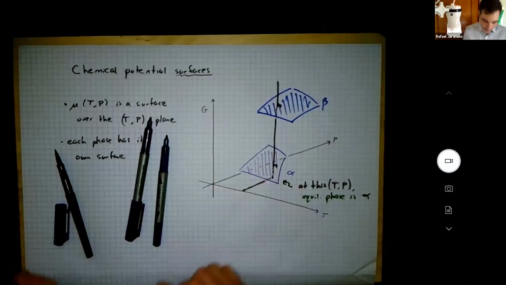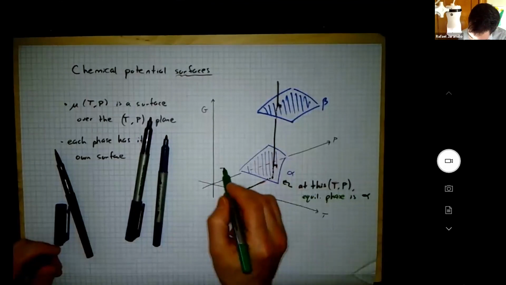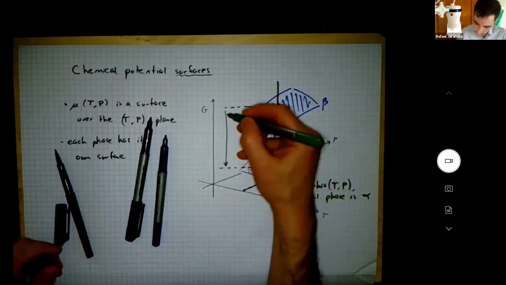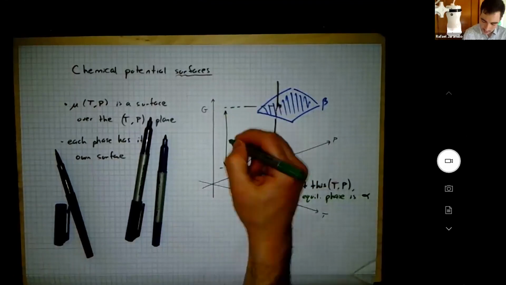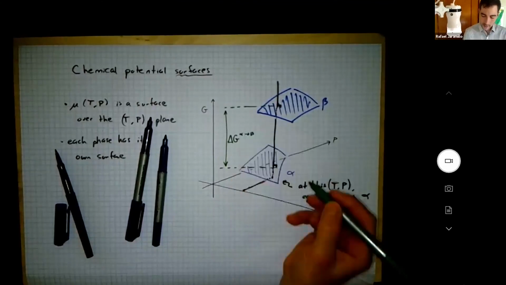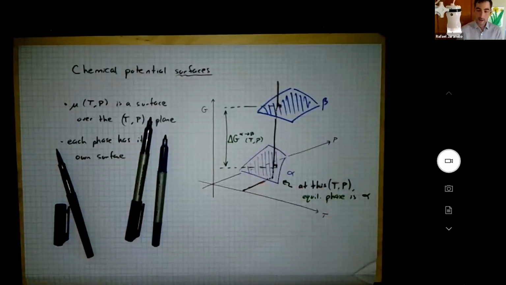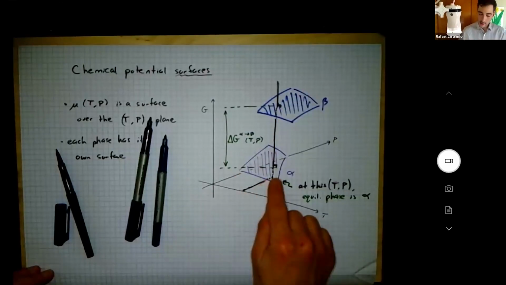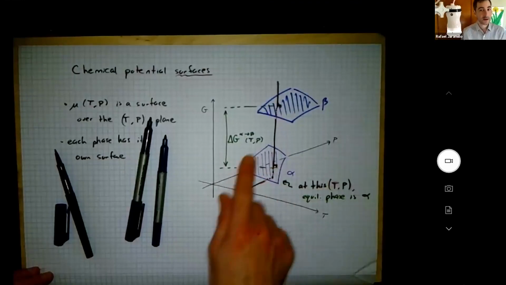Another thing to point out here is there is a distance, a vertical distance between those two surfaces. It's the change of Gibbs free energy from alpha to beta. And that thing is a function of temperature and pressure. So I want you to imagine that this is a surface with some curvature, and this is a surface with some curvature. And as I move my point around on the XY plane, the vertical distance between those surfaces will change. In general, it's temperature and pressure dependent.